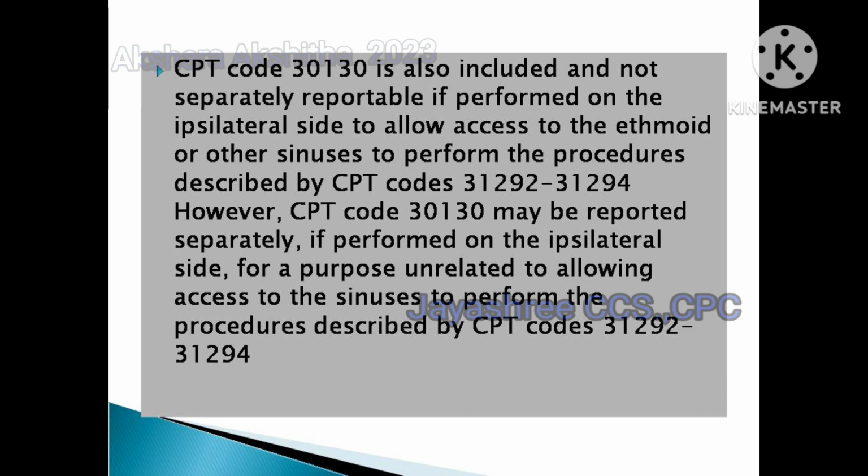31292 to 31294. However, this CPT 30130 may be reported separately if performed on the ipsilateral side for a purpose unrelated to allowing access to the sinus to perform the procedure. Then we can bill it with 31292 to 31294. Exception: this 30130 we can bill only for one reason. So if this procedure is performed for a purpose unrelated to allowing access to the sinus, then we can bill it with 31292 to 31294.